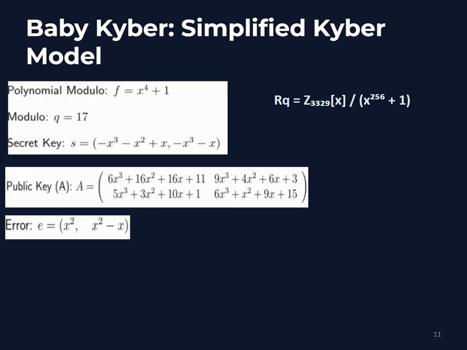3329. Because of these smaller parameters, all polynomials used in Baby Kyber, including the public key and the error polynomial E, which is a random column vector, have degree at most 3, and all coefficients lie between 0 and 16. These reduced values make Baby Kyber easier to understand and visualize, while still preserving the core idea behind Kyber.